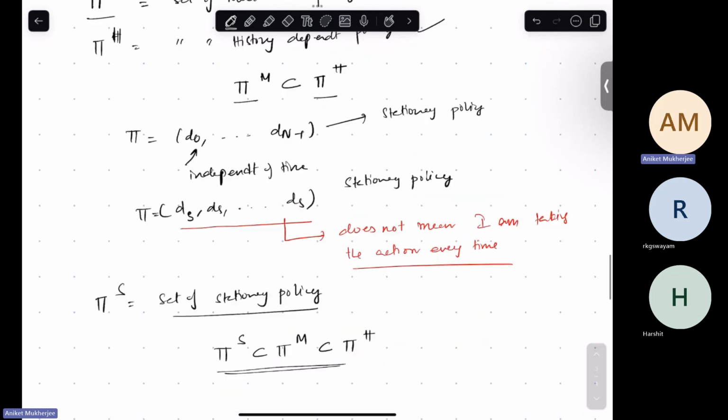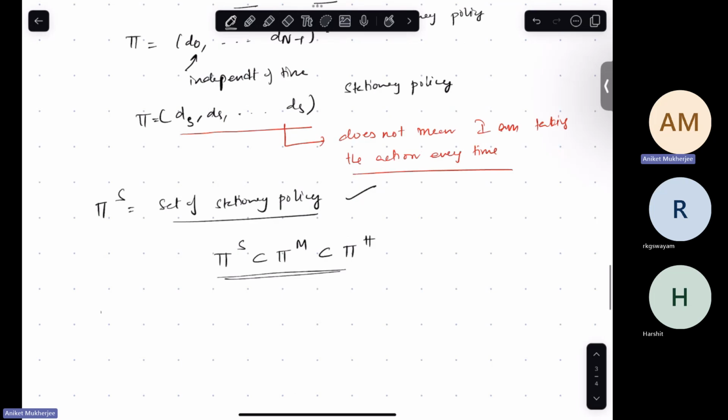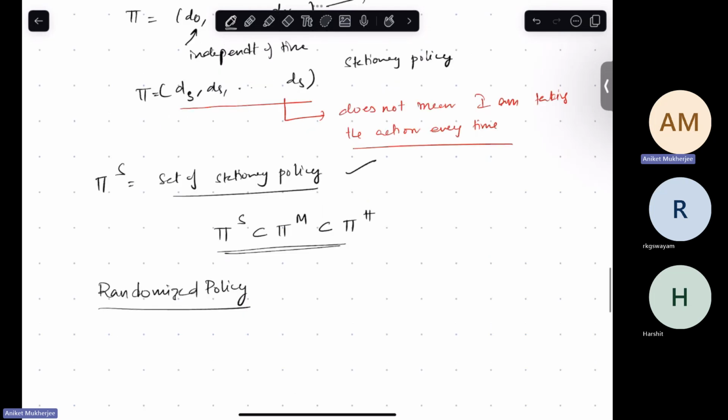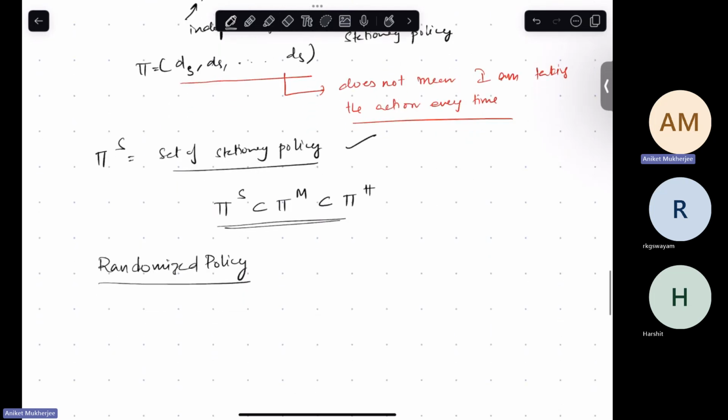One is Markovian, one is history dependent, one is stationary. Next is randomized policy. This is what I think you were asking. So randomized policy basically has nothing to do with the above three, but what it does is, the decision rule is random. Till now, what did we have? You had DT of ST, given a state you'll give an action. Instead of an action, you'll have a probability distribution over the actions.